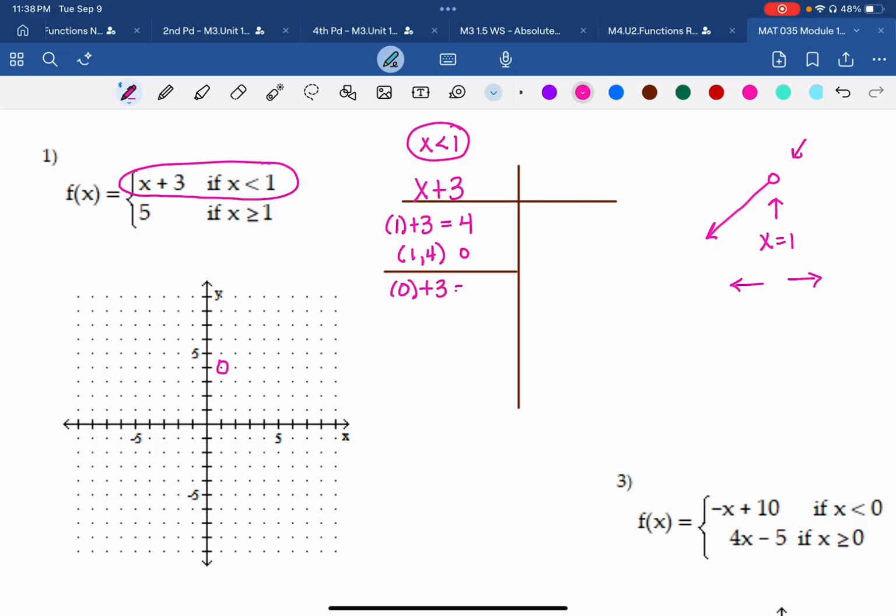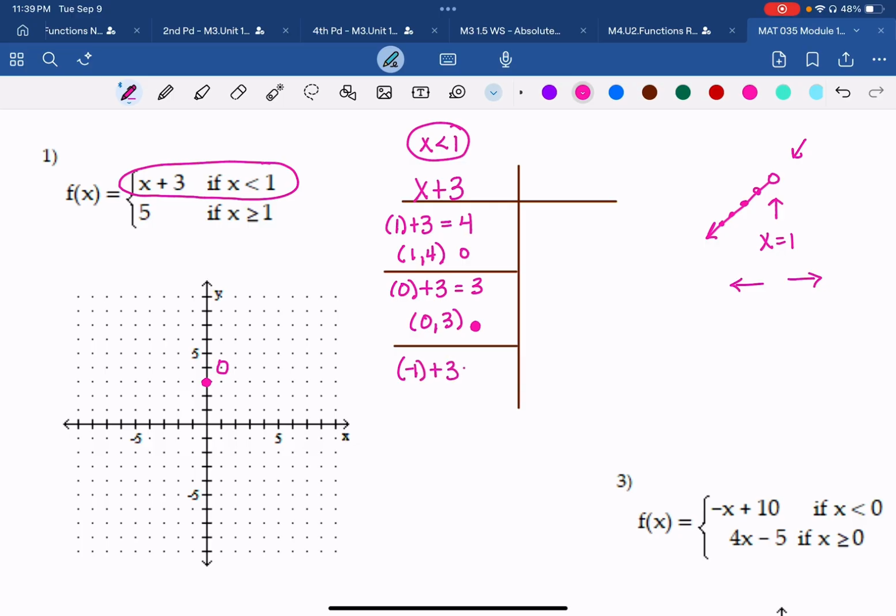0 plus 3 gives me 3, so that's 0, 3. There's another ordered pair, and that's an okay point, so I can put a point there at 0, 3. Now I'm just getting these points that would be on my line. The only one that's not included is the one at 1. All right, let's get another point. One more. Another point that would be less than 1, maybe I'll choose -1.